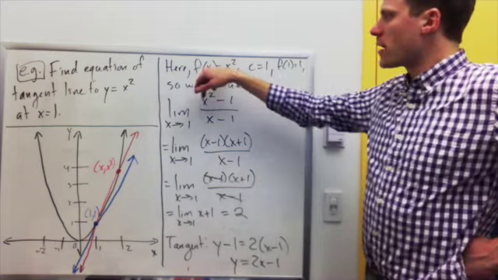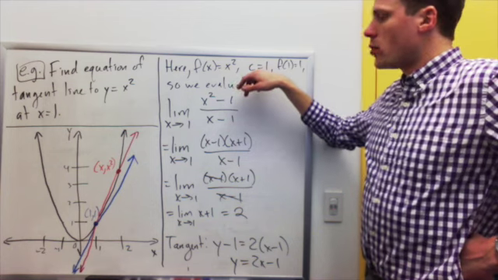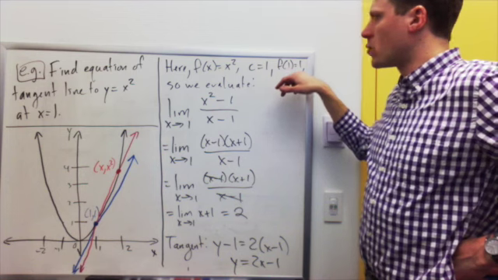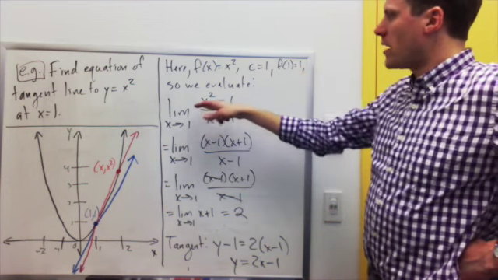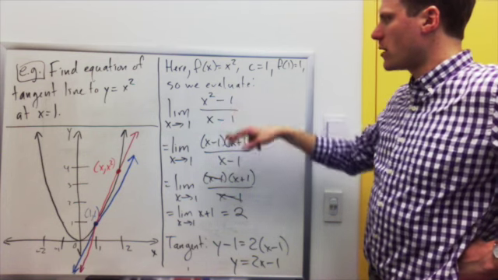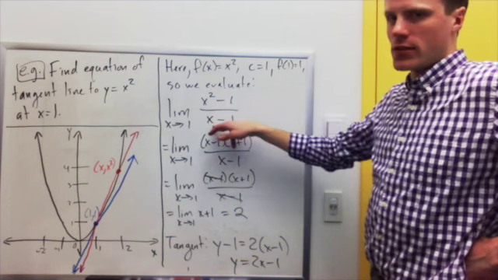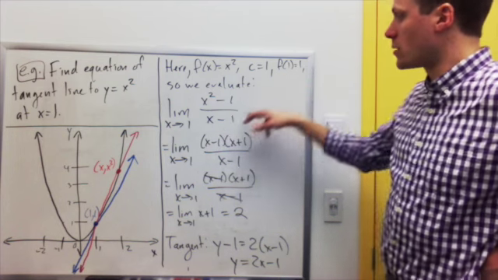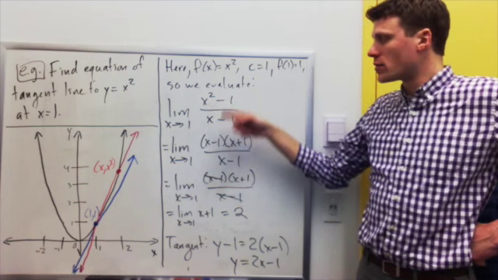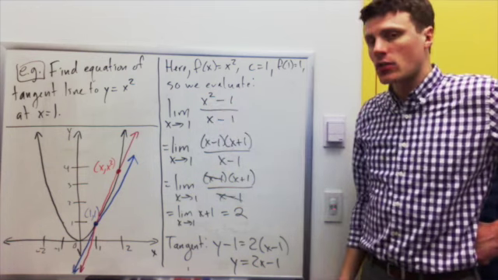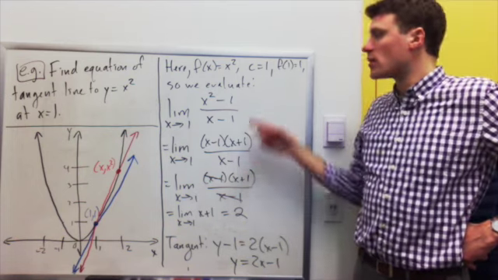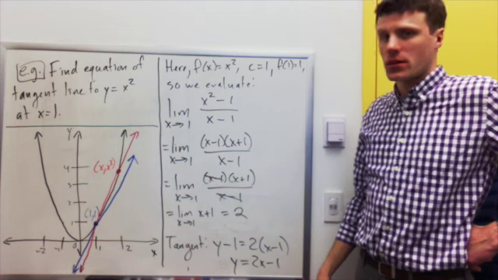So here f of x is x squared. The point that I'm looking at is c equal to 1, and the value of the function at 1 is 1. So I evaluate f of x minus f of c over x minus c. f of x is x squared, c is 1, x is x, and f of 1 is 1. Well, the problem with this limit is if I plug in 1, I get 0 divided by 0. We've run into that. We know that when we have 0 divided by 0, we can often factor and then cancel. In fact, since we have polynomials here, we will definitely be able to do that.